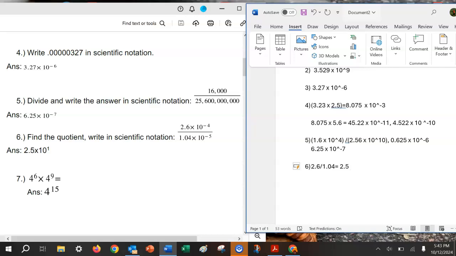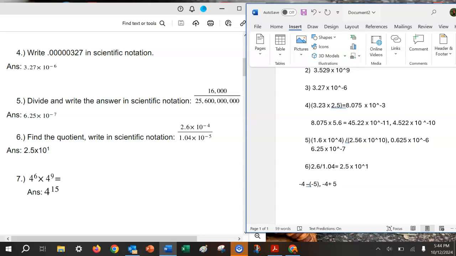Now what's good about that, that is in scientific notation format. So when I get my answer, I can leave it like that. Now I put times 10 to the something power. When I look, I have negative 4 minus negative 5. I'm going to do this down here. Negative 4 minus negative 5. So what really happens is I have negative 4 plus positive 5. So negative 4 plus a positive 5 is a 1. A 1 power. So we have 2.5 times 10 to the first power.